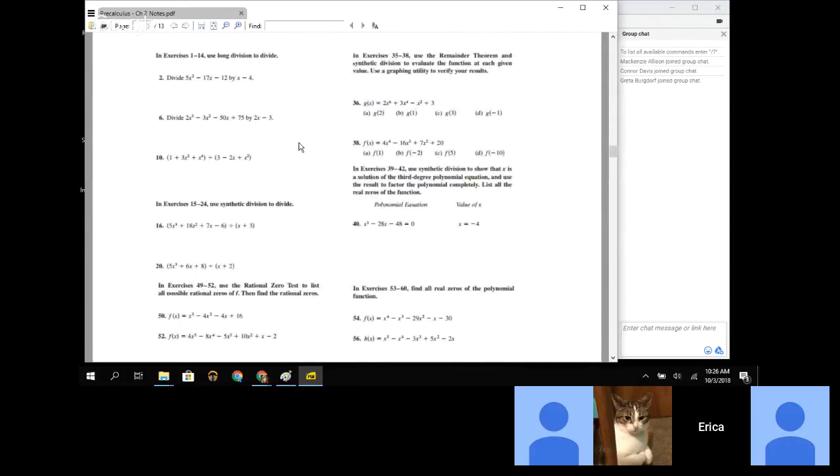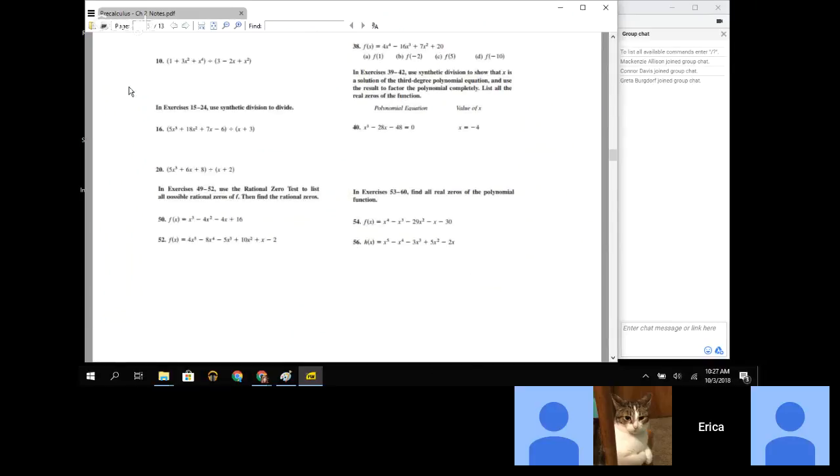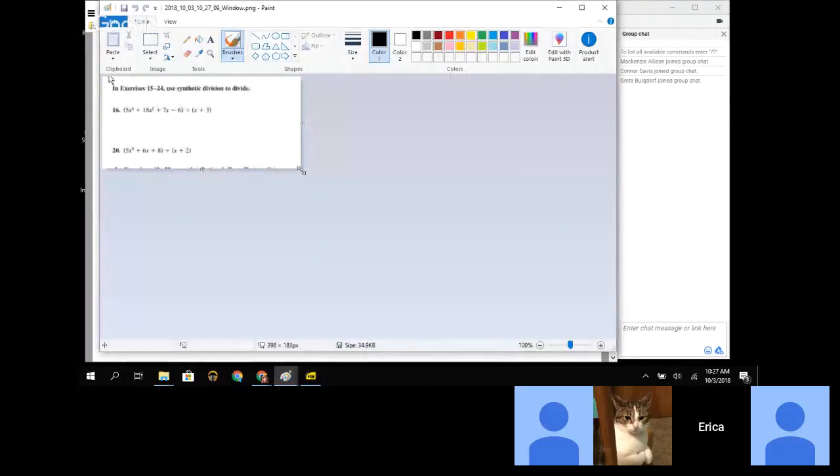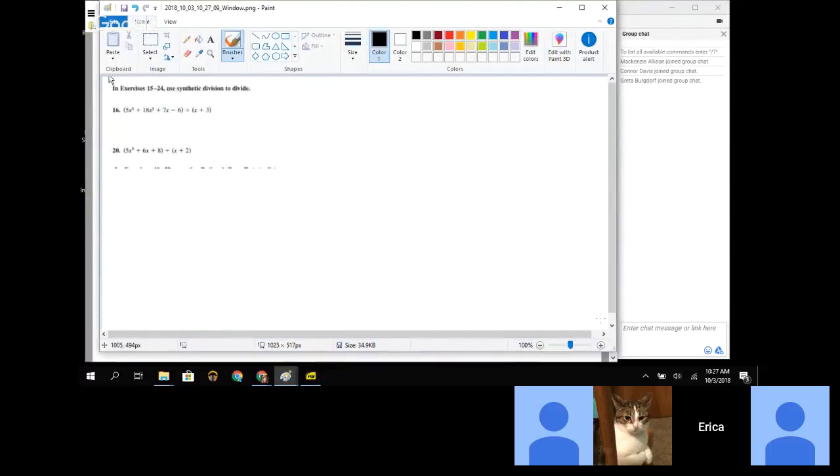This is called synthetic division. Okay, so let's try synthetic division, which is a little bit different. Well, it's a lot different, I should say that, than long division. So it's another way to divide polynomials. We need a lot of paper for this one. All right, so we're going to do number 16. So this is how synthetic division works. Okay, it's kind of like a math trick is what you can think of synthetic division.